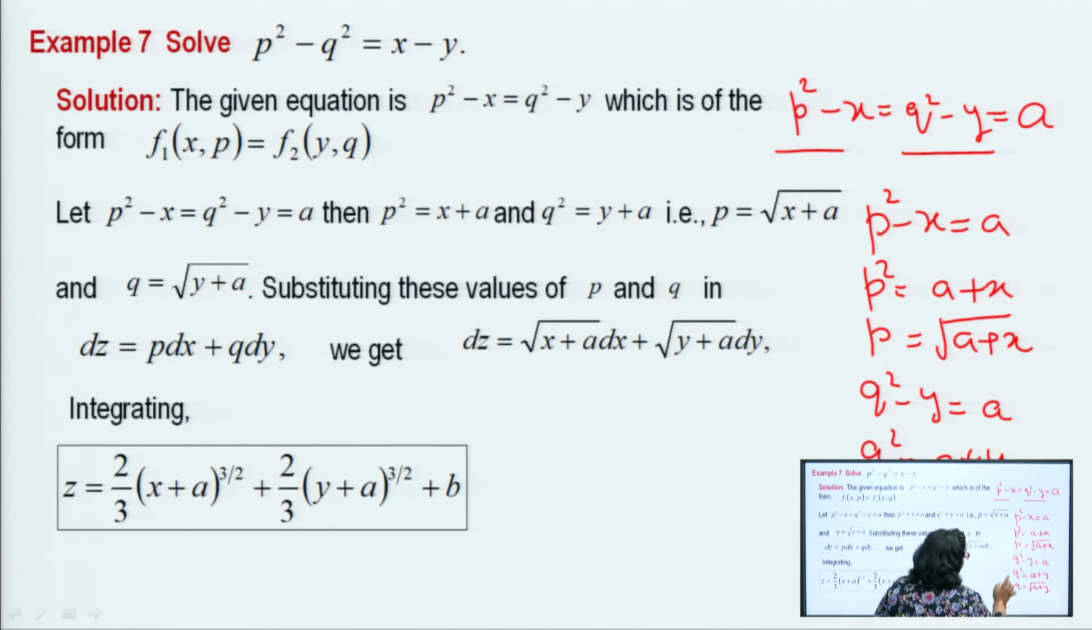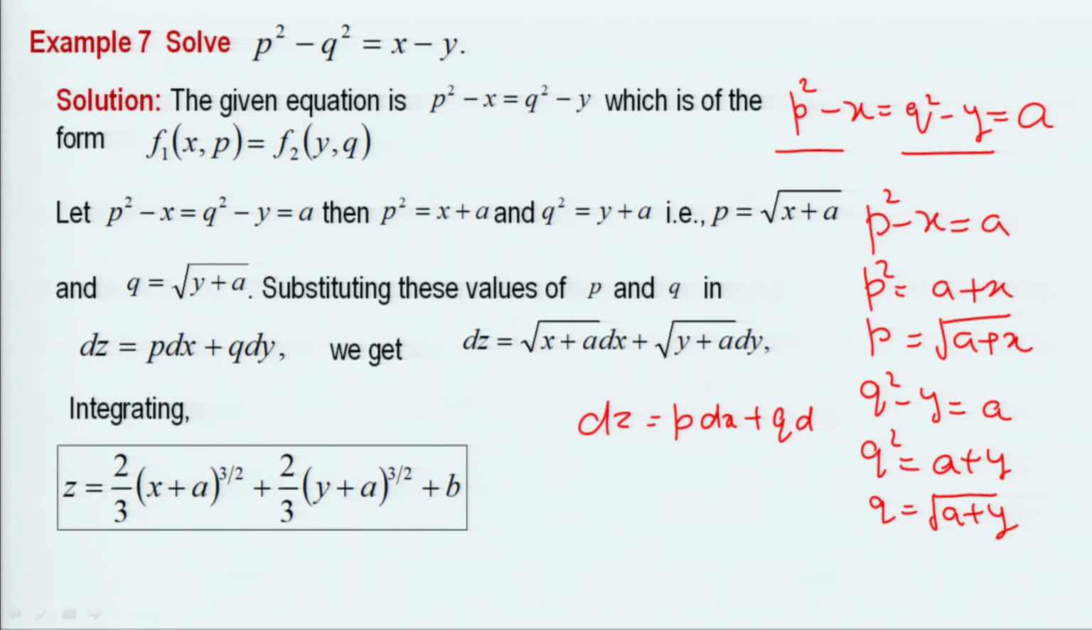After knowing the values of p and q in terms of A, x and y, we put them in dz is equal to p dx plus q dy, that means dz is equal to under root A plus x dx plus under root A plus y dy. Integrating this equation, we always know that the integral of x to the power n is x to the power n plus 1 upon n plus 1. To solve this we get z is equal to 2 by 3 (x plus a) to the power 3 by 2 plus 2 by 3 (y plus a) to the power 3 by 2 plus b. We easily see here just two arbitrary constants, a and b.